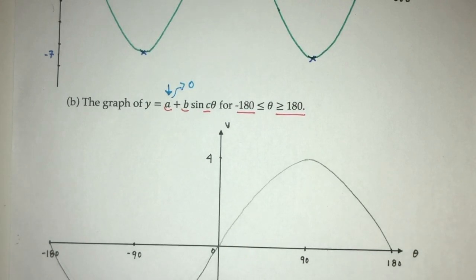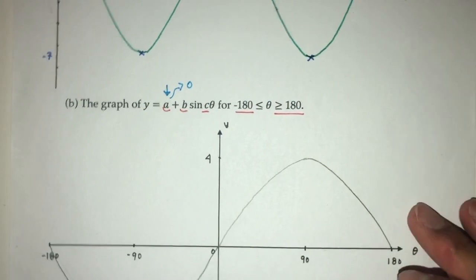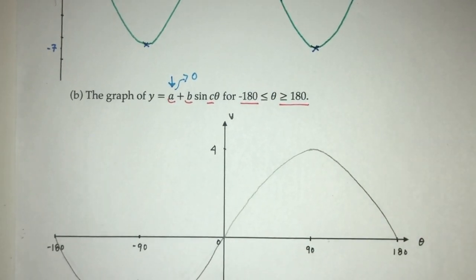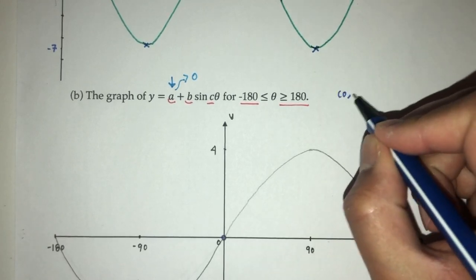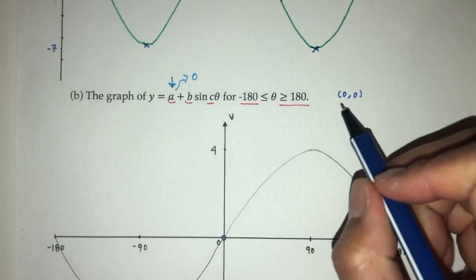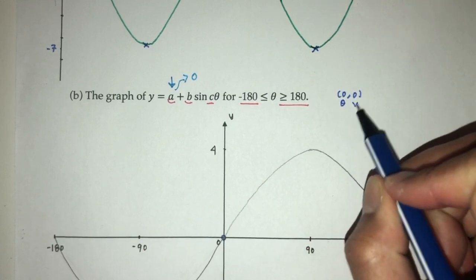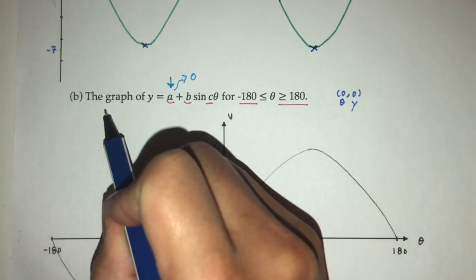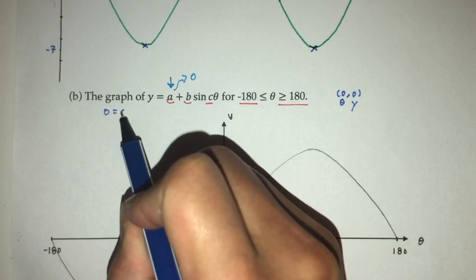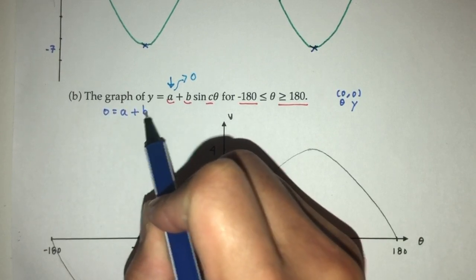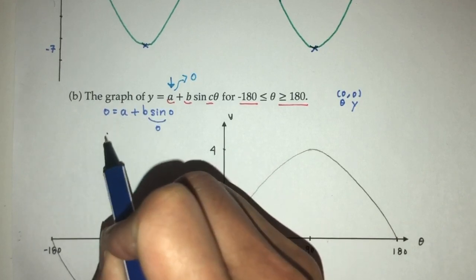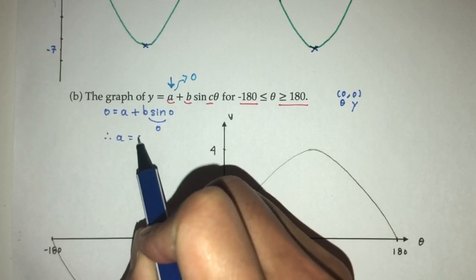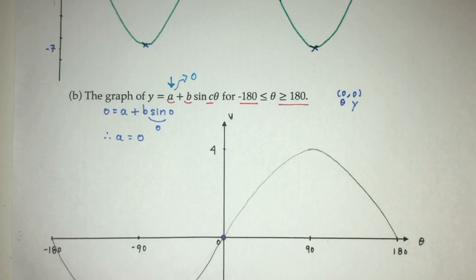Now, however, there are many ways of finding that. You can always use a passing point. One point we can use is the point (0, 0). Replace back in your equation, that will be theta, that will be y. So you will have 0 is a plus b sine of 0. So this will become 0. So conclude a has to be 0. That is your first value to find.